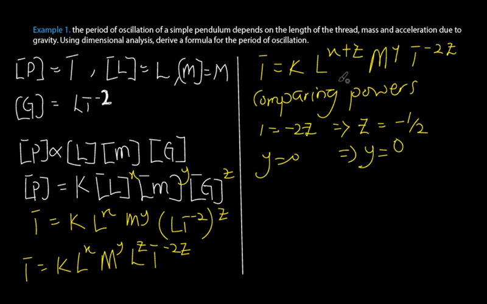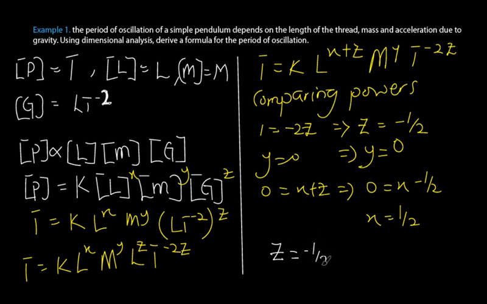Now the L, we don't have any L over here, so the power is 0. So 0 is equal to x plus z. But then we have our z to be negative half, so it implies 0 is equal to x minus half, which means our x is equal to positive half. So at the end of comparing powers, we were able to get that our z is equal to negative half, y is equal to 0, and then our x is positive half.